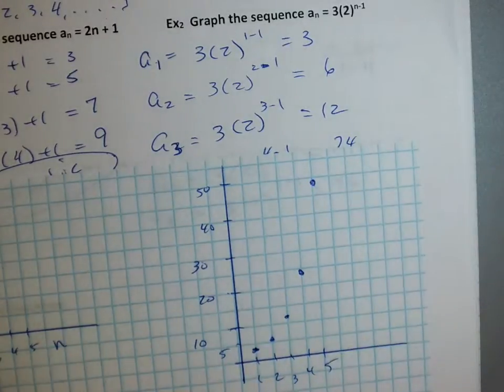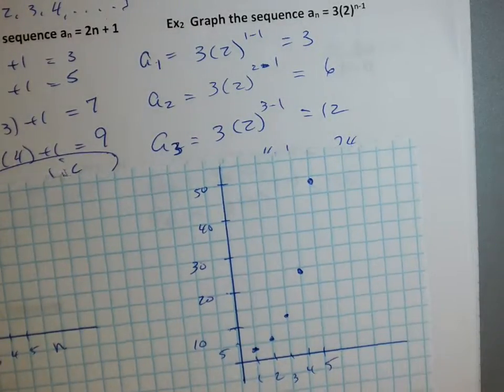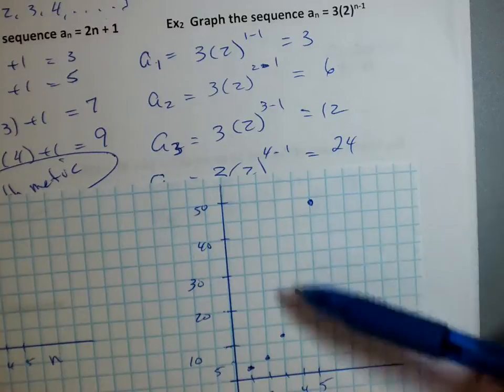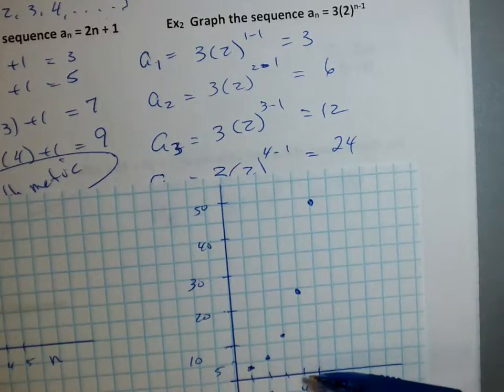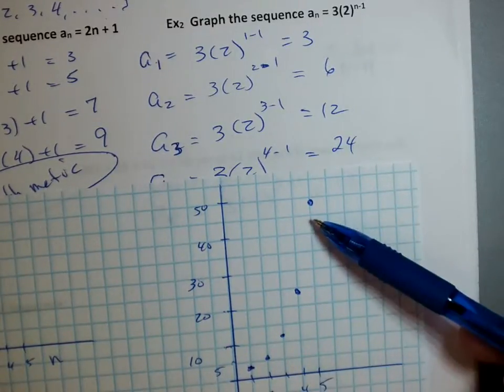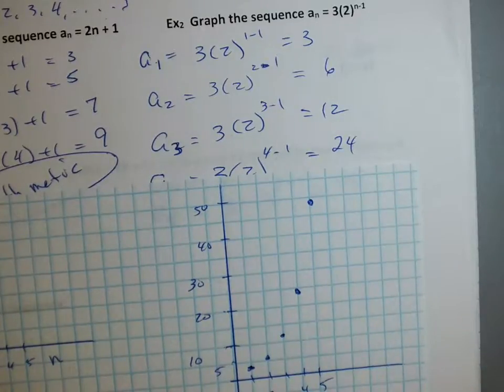Do not connect the dots, because there is no 1.5 term. There is no 4.5 term. There are no values in between. Do not connect the dots. Don't even put a dot here, because there's no 0 term, okay?